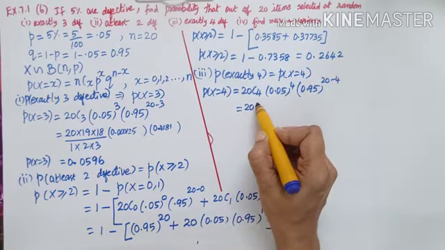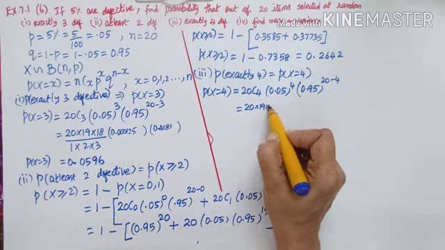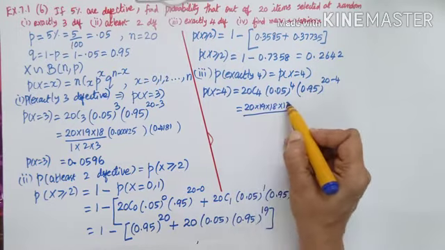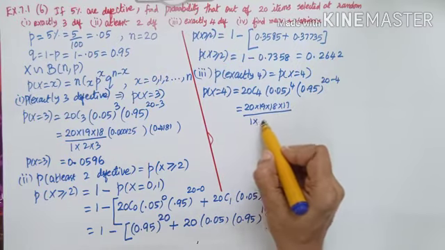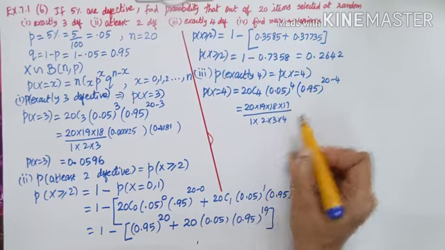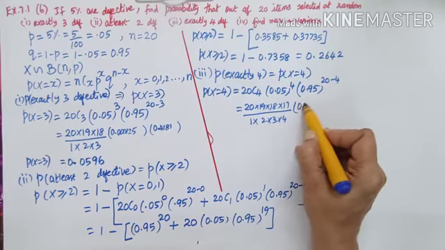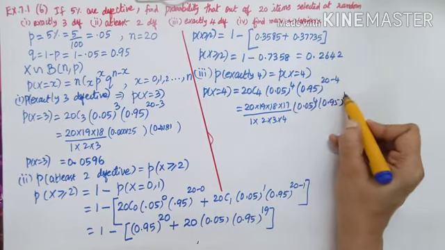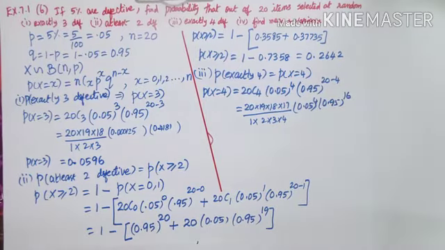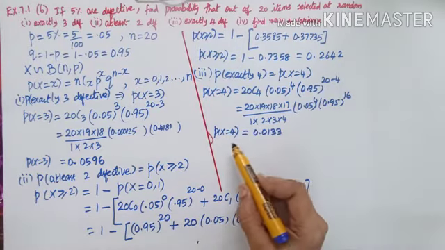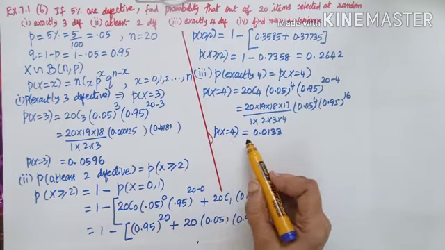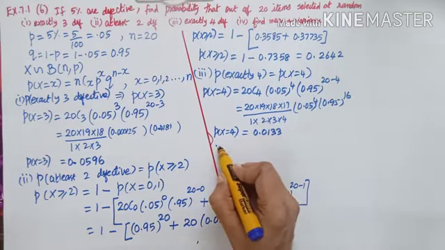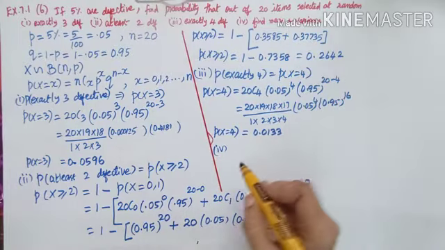20C4 means 20 into 19 into 18 into 17, 4 numbers I have to write. Denominator 1, 2, 3, 4. Find out this using calculator. 0.95 the whole power 16. We get P of x is equal to 4 equals 0.0133.